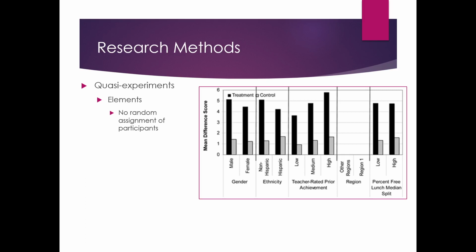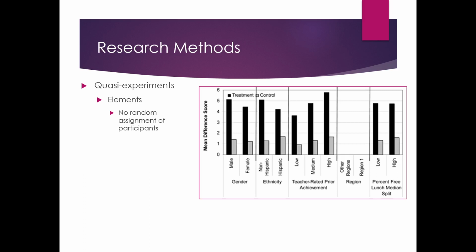So, for example, we have males and we have females. Well, we can't randomly assign some people to be male and some people to be female. So we have to use their existence in those groups as the sorting method. Ethnicity, right? We can't randomly assign some people to be non-Hispanic and some people to be Hispanic. They are already in those groups. So this is quasi-experimentation. We don't have control over these variables.